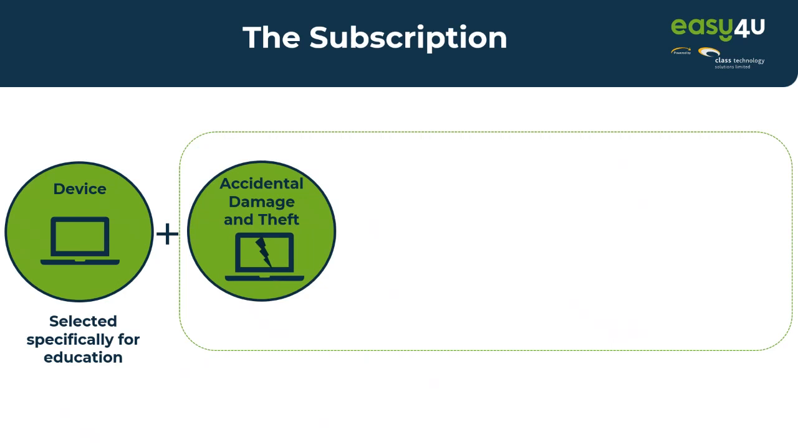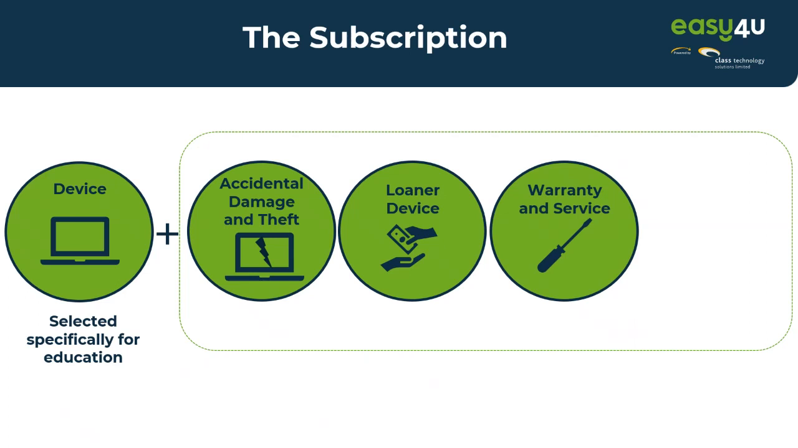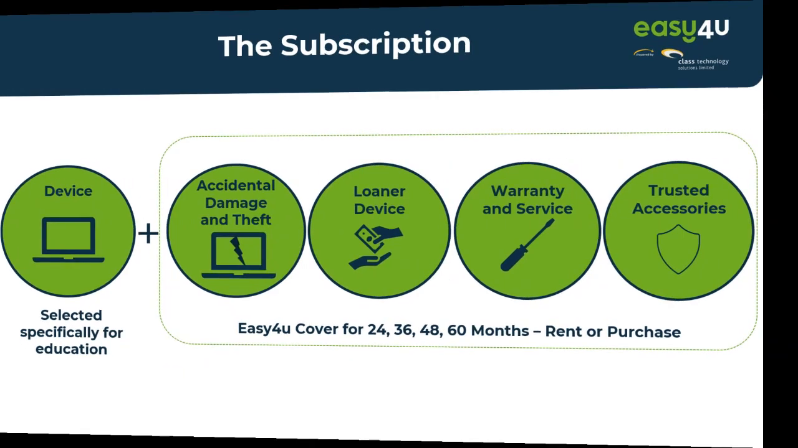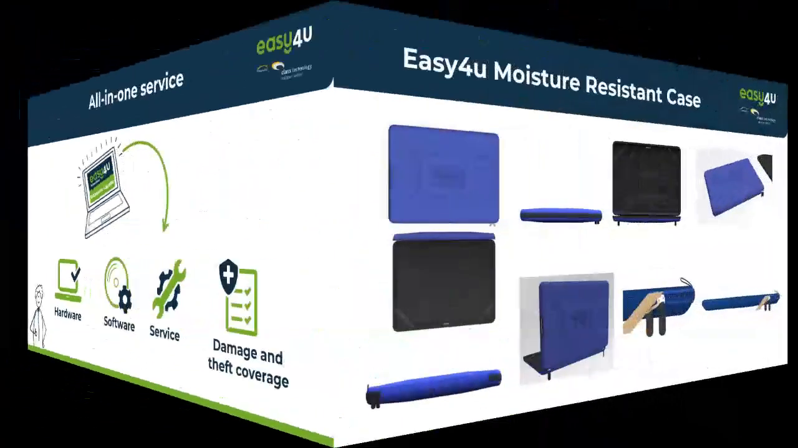It includes the accidental damage and theft. It includes that loaner device. It includes that warranty and service, and it includes trusted accessories as well, for 24, 36, 48 or 60 months with a rental purchase. And it's really an all-in-one service. We really promote that with our customers. The whole service is all-encompassing, it's all-in-one, and the school needs to just agree to work with us, and then we'll do all the rest.